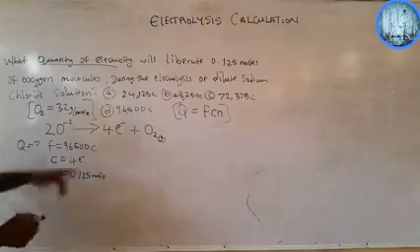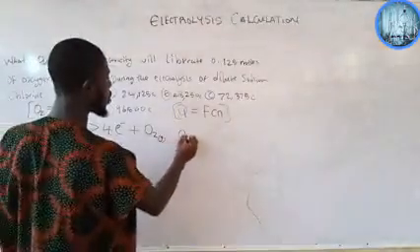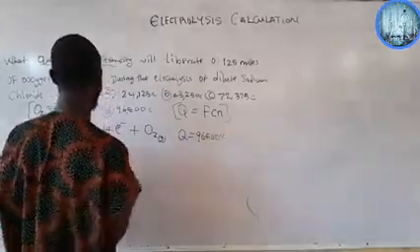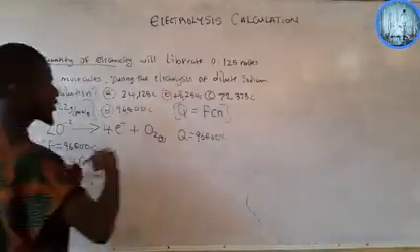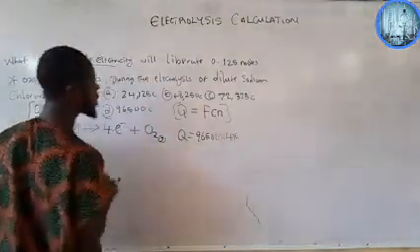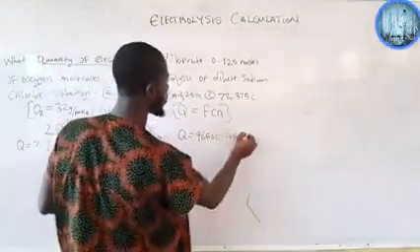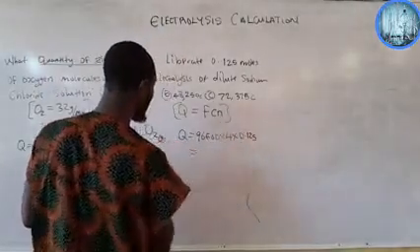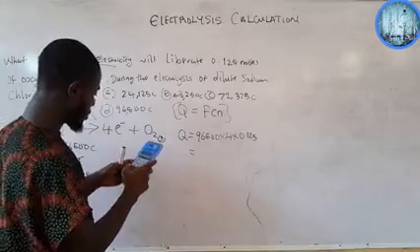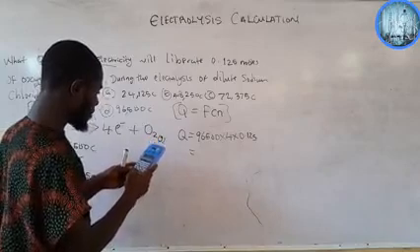Now substituting it into this formula, still on the calculation. Our Q is unknown. Q equals F, which is 96,500, multiplied by our charge, which in this case is 4. Look at it, 4 here. Then multiplied by our number of moles, which is 0.125, which I got from the question here. So doing that math properly, we have 96,500 multiplied by 4 multiplied by 0.125.